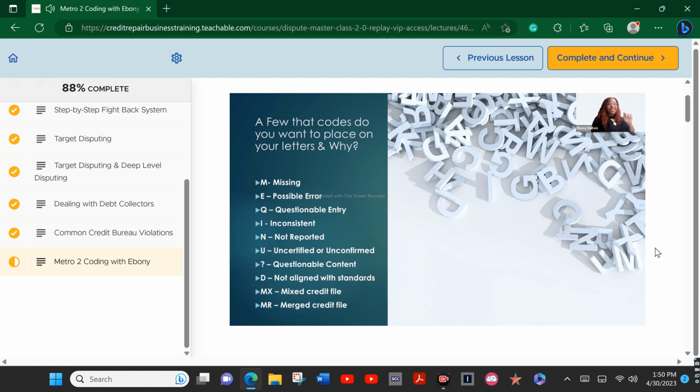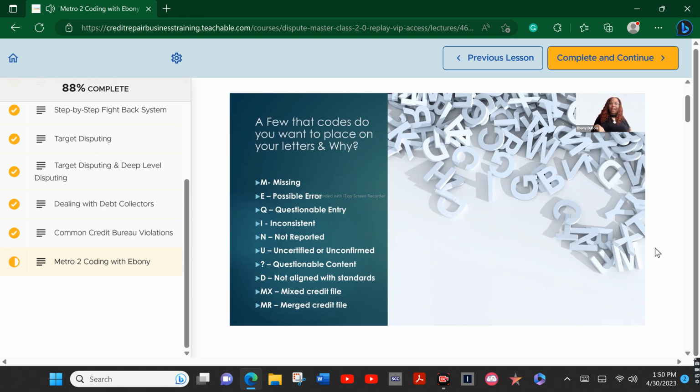Okay, N is for not reported. So not reported, or the information was not available, that is for N. And then U is for uncertified or unconfirmed. So if it's a public record, it's probably uncertified. If it's unconfirmed, then it's a questionable thing in there and you need them to confirm that.